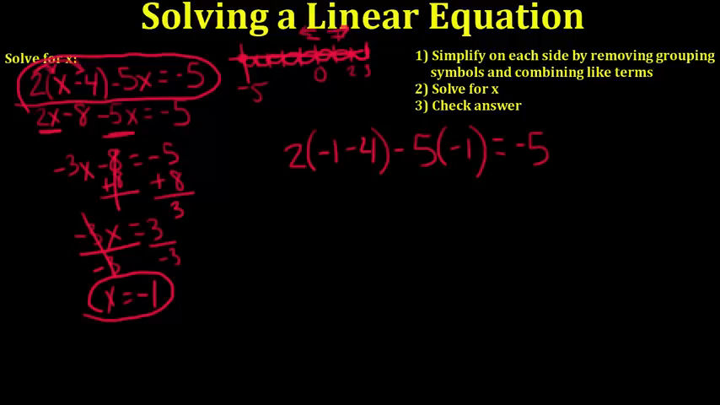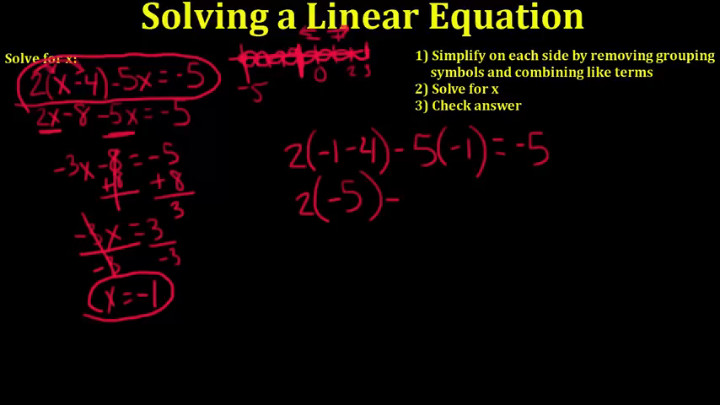Now we just simplify and solve from here. So we'll say 2 times negative 1 minus 4. So up here is my negative 1, and to subtract means you go to the left. Go to the left 4. 1, 2, 3, 4. So I'm at negative 5.